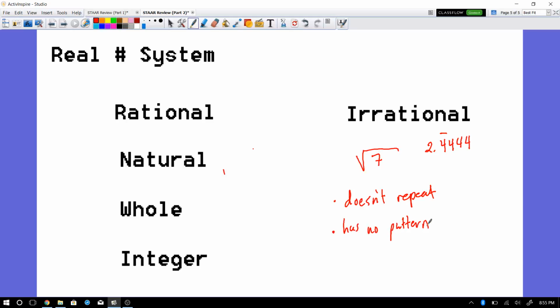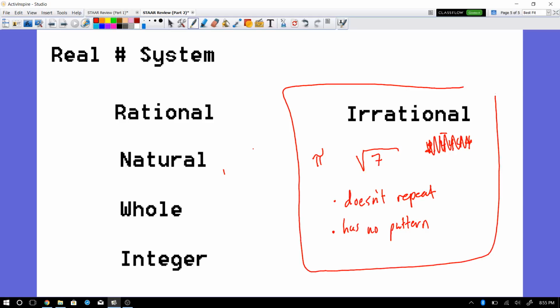Another great example of an irrational number would be pi. Pi is 3.14 endless, endless, endless numbers. There's no pattern. There's no repetition. It is just a long list of numbers that never ends. Okay? So there's your irrational. That is how that sums up.